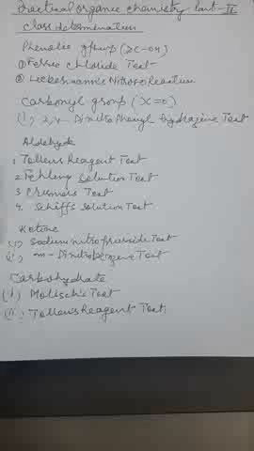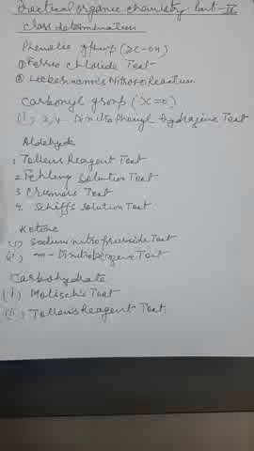Next is Nessler's test. Add a little of the substance to 2 ml of Nessler's reagent. A red, brown or black precipitate is obtained.